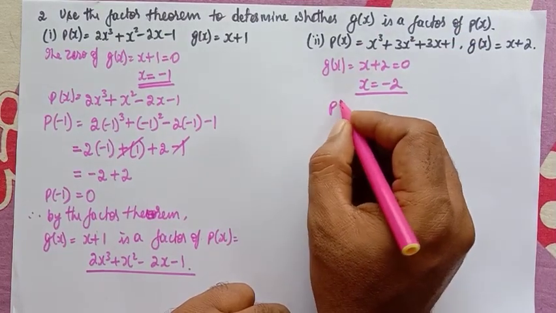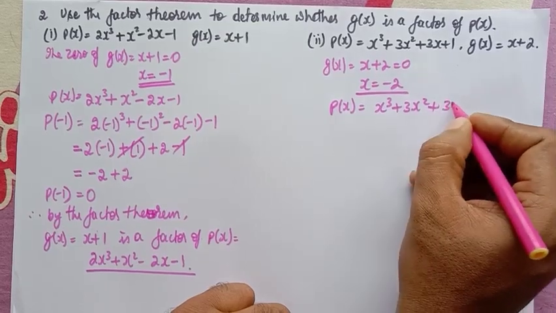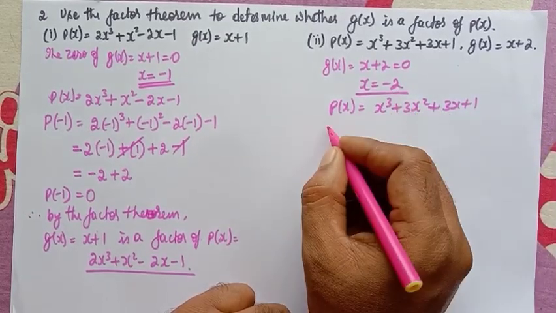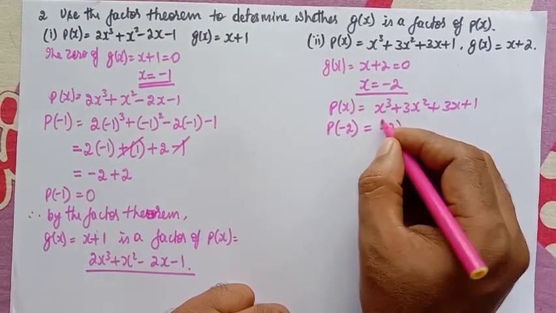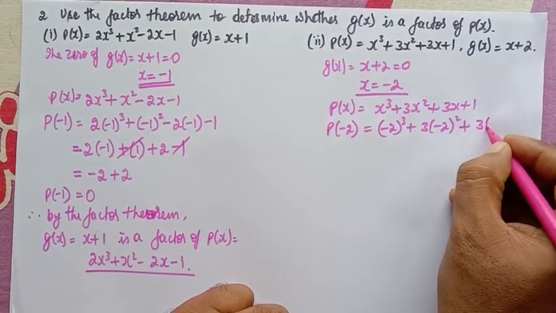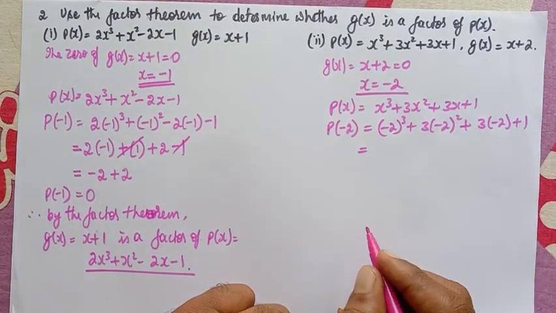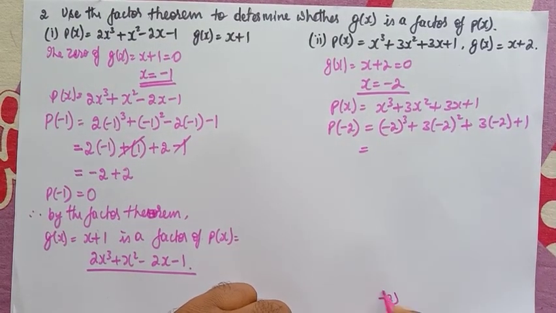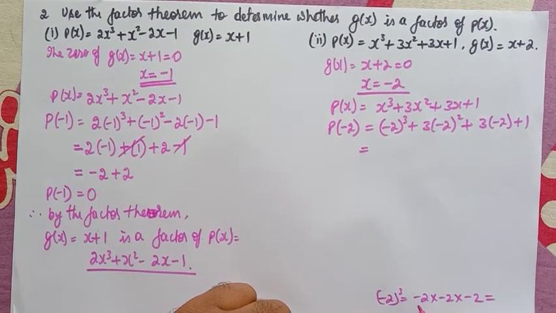Likewise, the p of x we will rewrite: x cube plus 3x square plus 3x plus 1. On substituting the value of x, that is minus 2, in this equation, we will get minus 2 whole cube plus 3 into minus 2 whole square plus 3 into minus 2 plus 1. So, minus 2 whole cube is minus 2 into minus 2 into minus 2, which will be equal to minus into minus is plus, plus into minus is minus, 2 twos are 4, 4 twos are 8, so minus 8.